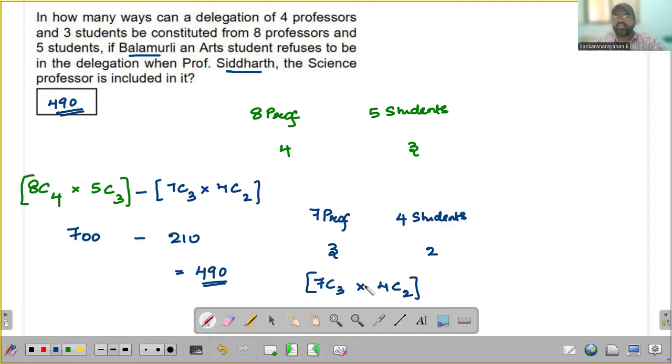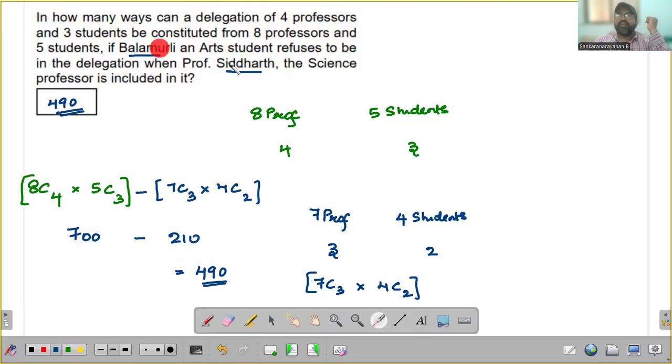So I shall quickly repeat what is happening here. We can see that there are altogether 8 professors and 5 students. You have to form a delegation of 4 professors and 3 students, like what I have presented here. The total number of ways this can be done is 8C4 into 5C3. But in this 8C4 into 5C3, there will be a possibility that Balamurali and Professor Siddharth are together. So from this total, if you exclude that, you will get the possibility that Balamurali and Siddharth are not together. Got it? So how is it done?